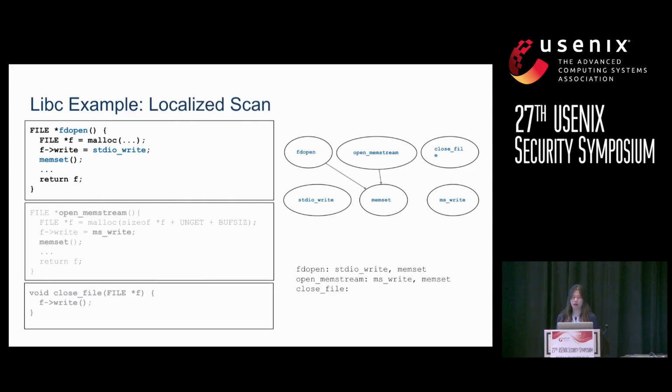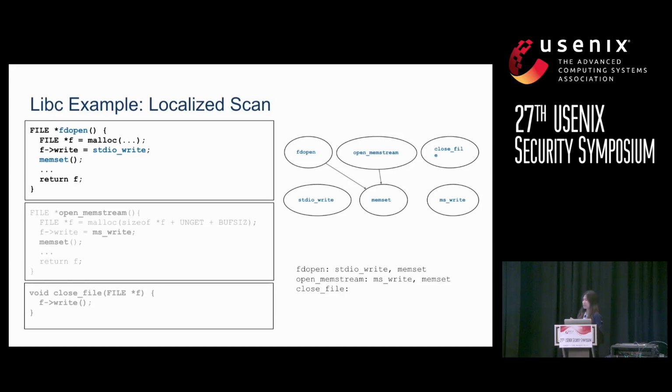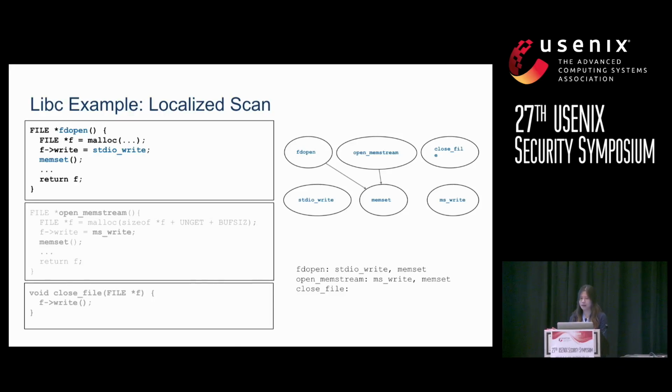And for the final technique, localized scan, the observation is that we only retain an address-taken function if there's at least one function that takes the address of that function. So for example, if you look at the fdopen function, you can see that the stdio write function has its address assigned to the write function pointer.